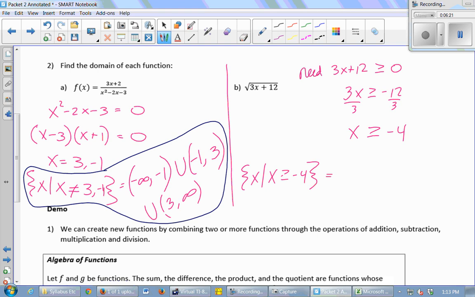What's the negative? Start at negative 4. That's the smallest value you can put in. And then you can go until infinity. Should I put square or round on the negative 4? Square, because it's "or equal to." So negative 4 is included.